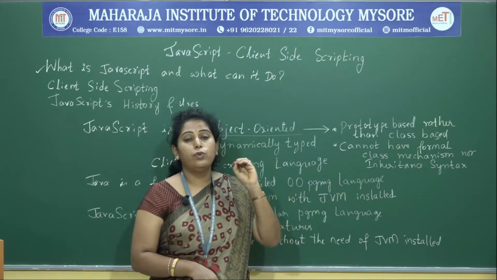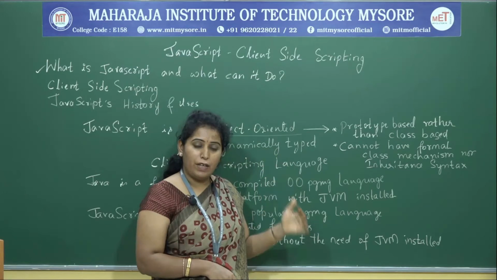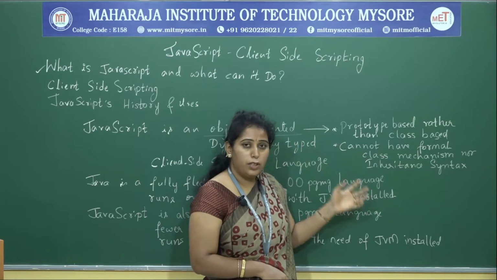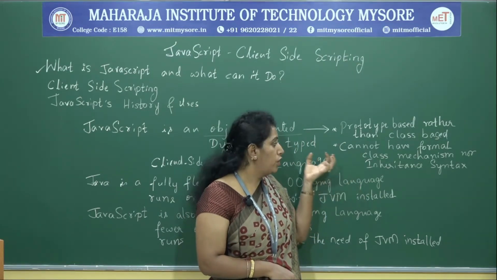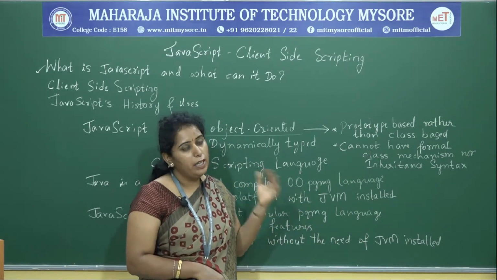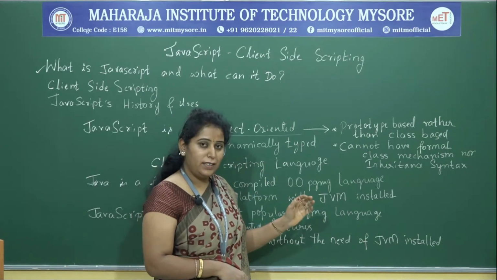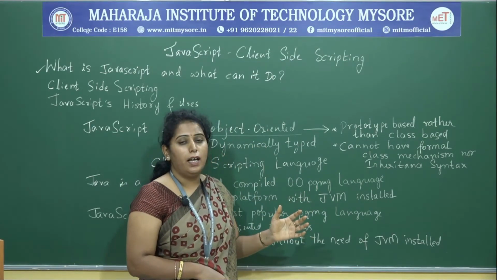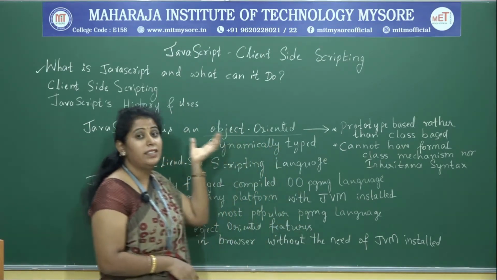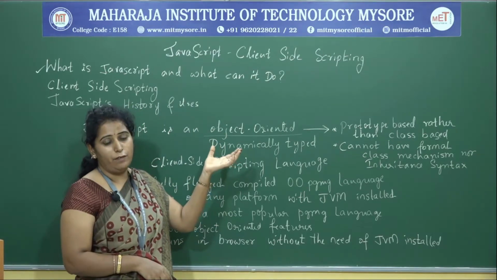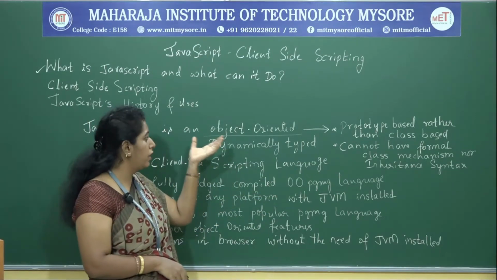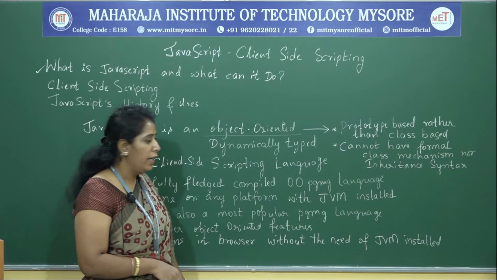It means we don't use the term class inside JavaScript to define any class, since it is prototype based, and also there are no concepts of inheritance syntax here. So this is how JavaScript varies from other object oriented programming languages. Because of all these reasons, we call JavaScript a strange object oriented programming language.